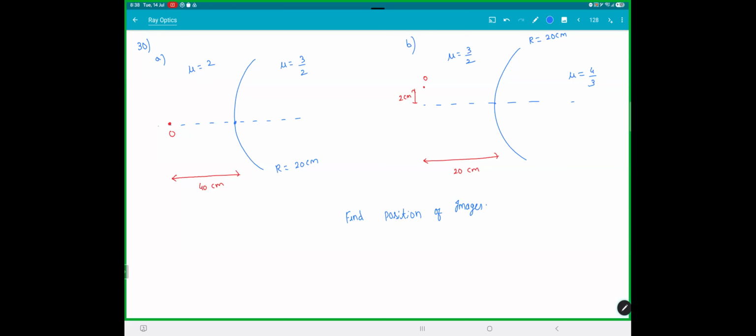Minus 20 indicates that it is virtual. The image is forming on the left hand side. So the rays have actually diverged after crossing the medium.